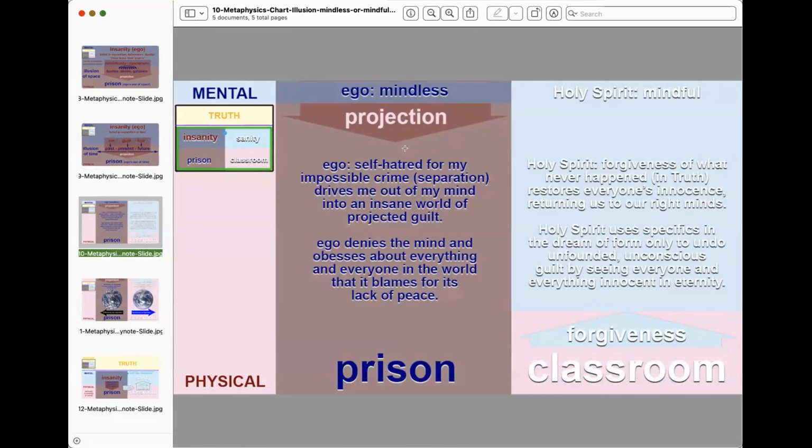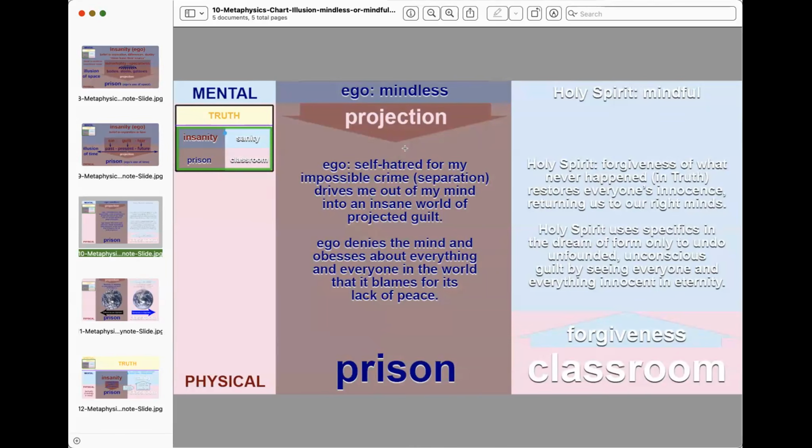has self-hatred for my impossible crime of separation, drives me out of my mind into an insane world of projected guilt. The ego denies the mind and obsesses about everything and everyone in the world that it blames for its lack of peace. And even though it secretly doesn't want the peace, because it really thinks it's deserving of the imprisonment that it's made up for itself. And it's all made up.